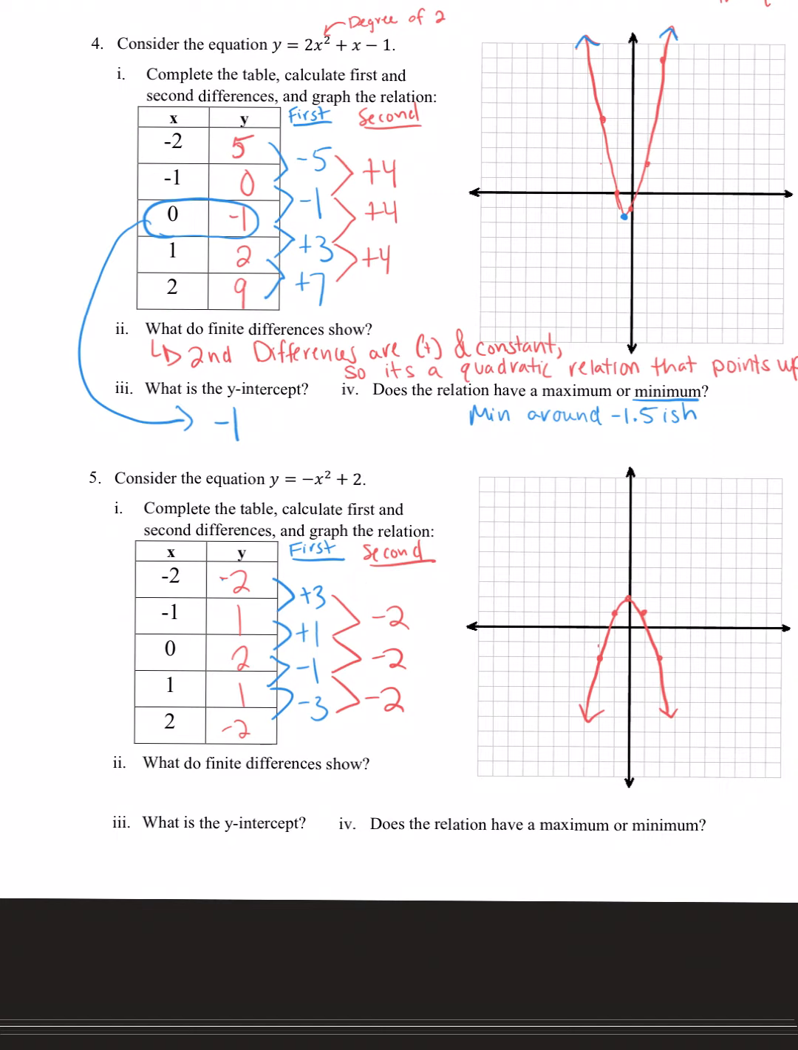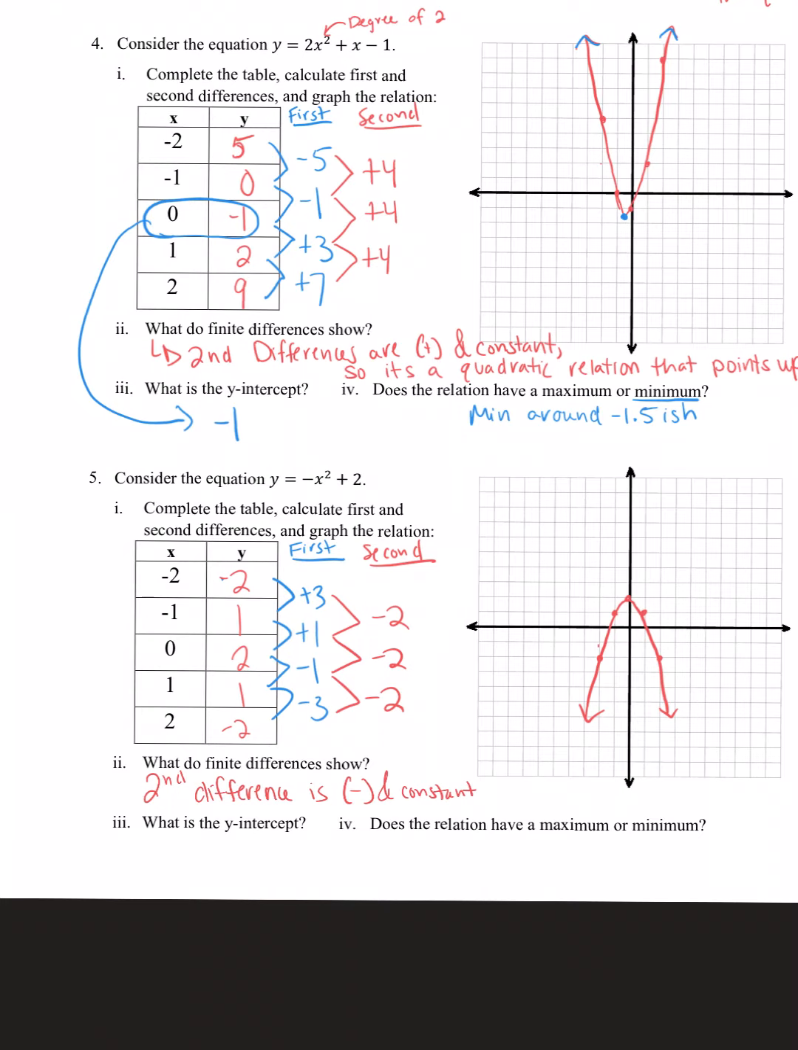So what do the finite differences show? They show that our second difference is negative and constant. So it's a quadratic that points down, right? We have a quadratic that's pointing down.